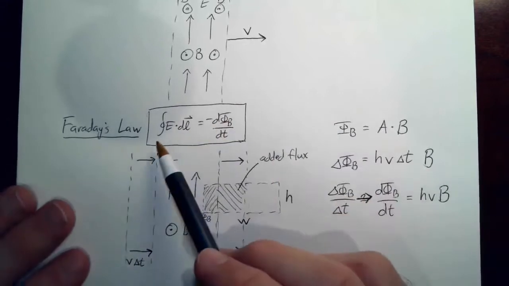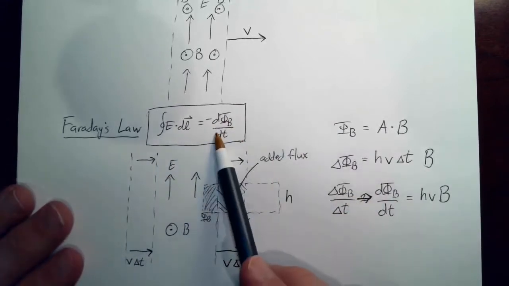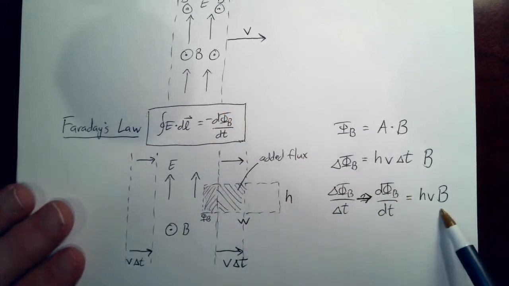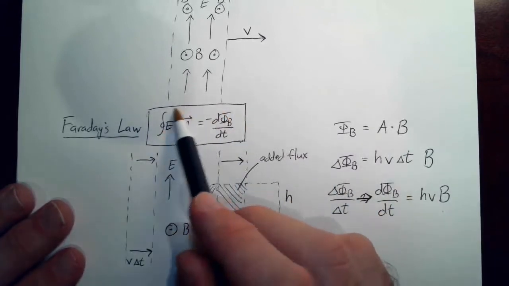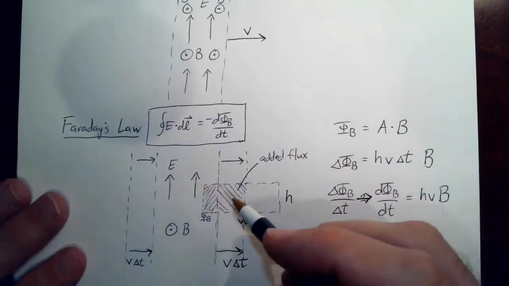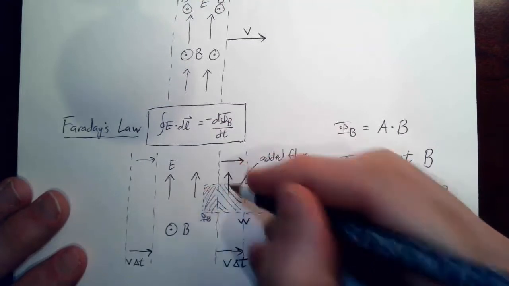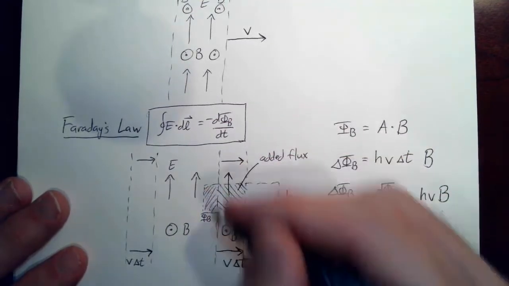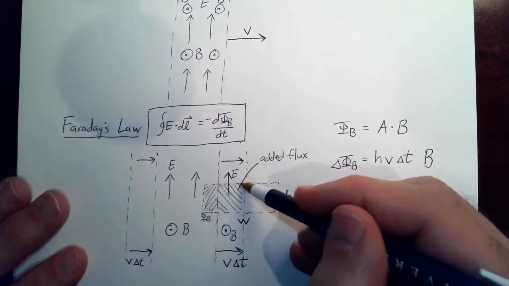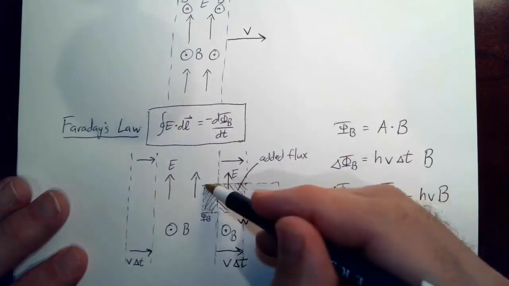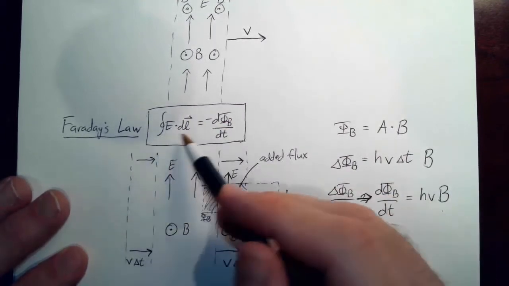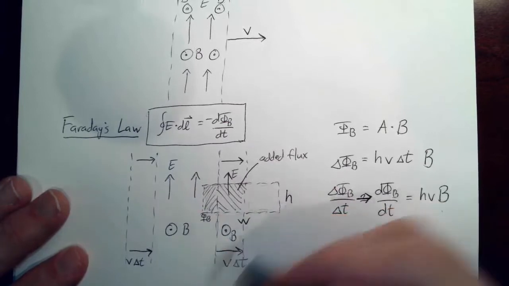Okay, so I've rewritten Faraday's law here. So you can see here, I have already calculated d phi dt on the right-hand side of Faraday's law, which is equal to hvB. Now I need to calculate the left-hand side of Faraday's law, which is the integral of E around this loop. Well, E, go ahead and extend things over a little bit. E is perpendicular to this edge of the loop and perpendicular to this edge of the loop. So E dot dl is 0 for those edges.